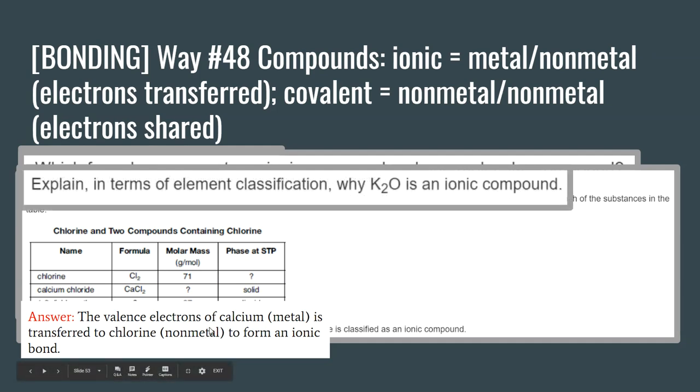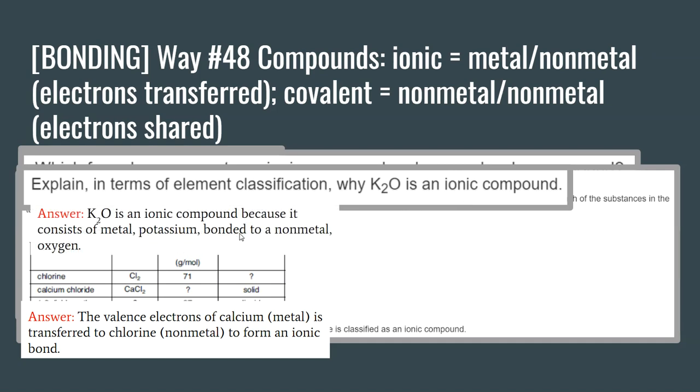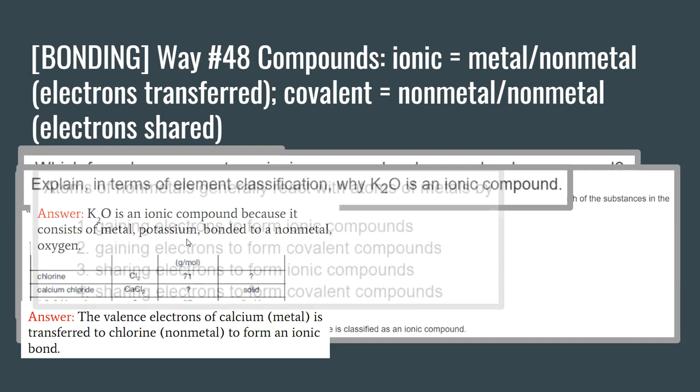Explain in terms of element classification why K2O is an ionic compound. Here, you must classify the elements in your explanation in order to properly state and get full credit for this question. If you said that K2O is an ionic compound because it consists of a metal, potassium, bonded to a nonmetal, oxygen, you would have gotten full credit. Metal is potassium, and that's how we classify it. The nonmetal in this case is oxygen, which is how we would classify O. And because of that metal-nonmetal combination, it's an ionic compound.